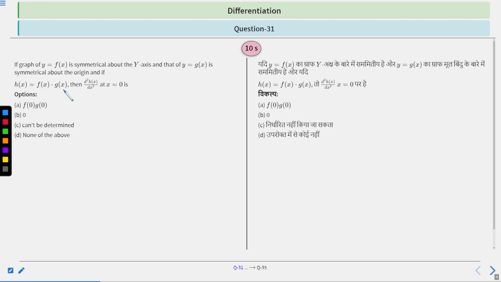If the graph of y equal to f(x) is symmetrical about the y-axis, that means f(x) is an even function, right? And if the graph of y equal to g(x) is symmetrical about the origin, that means g(x) is an odd function. Clear? And h(x) is given as f(x) into g(x), that means even into odd function. Then we have to find d²h(x)/dx² at x equal to 0. Clear? So you have 10 seconds to solve this question. After 10 seconds, we will discuss the solution.